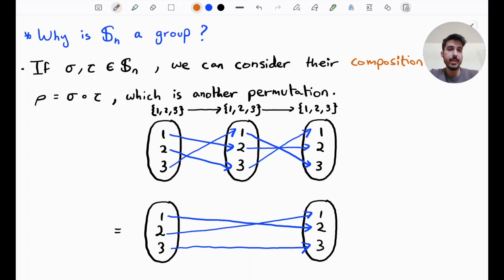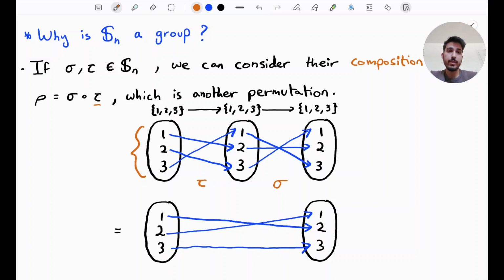If I have two elements in Sn, sigma and tau, so these are two permutations, we can consider their composition rho. What is composition, and why is composition a valid operation? So here we have that tau is some permutation that, for example, if we take the set 1 to 3, sends 1 to 2, 2 to 3, and 3 to 1. So this is what tau is defined to be, for example. Later, we define sigma to be 1 to 3, 2 to 2, and 3 to 1.